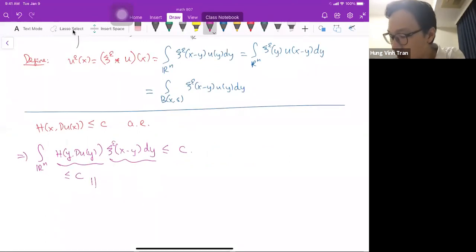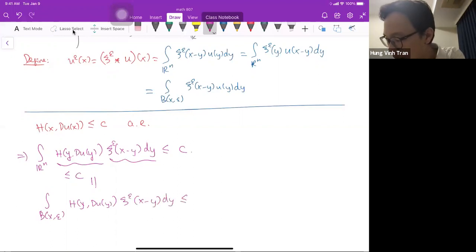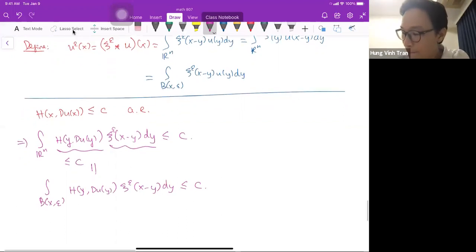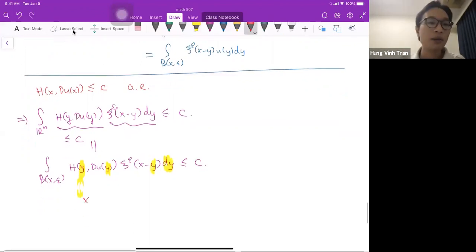And you see that this integral is just equal to the integral in the ball of center x radius epsilon, h of y du_y c epsilon of x minus y dy, is less than or equal to c, right? Okay, so what I'm doing here is that I'm trying to just use approximations. I'm not very happy with this y, because y is running, right? Y is running here, here, and here, and dy. So too many y's, and I cannot control all of them. So the trick is that this y now, I'm going to fix it to be x.